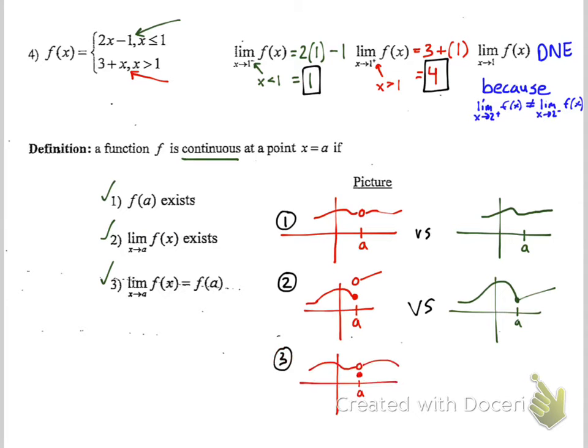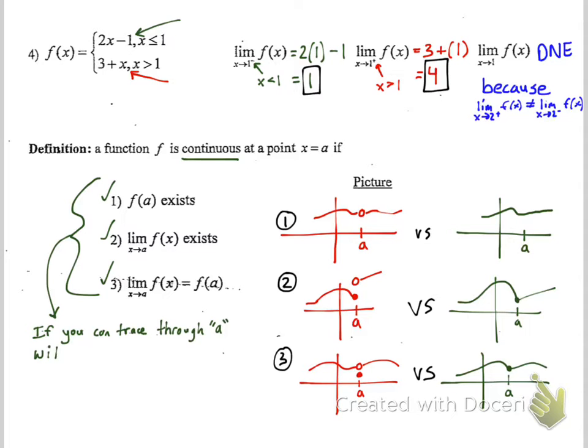For the third condition, they have to be equal. So on the red graph, you notice I have a limit and it exists, but the function doesn't exist at the same point. Compare that with right here, the limit exists and the function exists, and those two are equal. If you think back to Algebra 1, we even defined this. These three are basically or roughly equivalent to saying if you can trace through that value of a without lifting your pencil, then it is continuous.